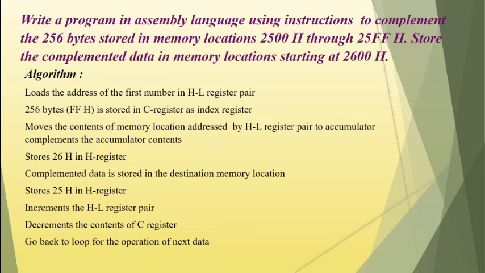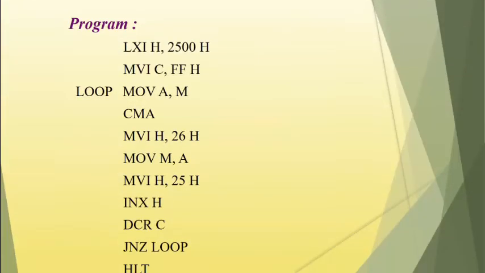Let us see the program. Now, first of all, we have to initialize HL register pair with 2500 contents. For that, the command is LXI H, 2500H. Thereafter, we have to initialize the count. So, for that, the command is MVI C, FF. Now, C contains 256 bytes.